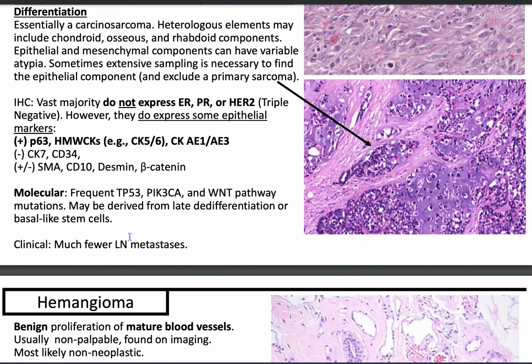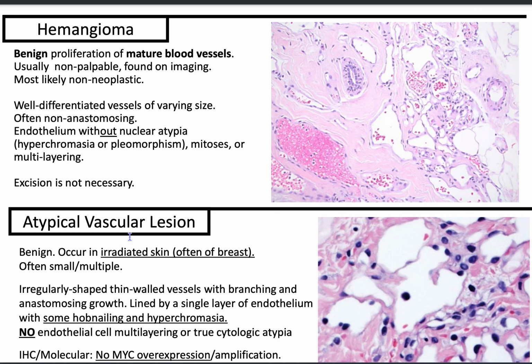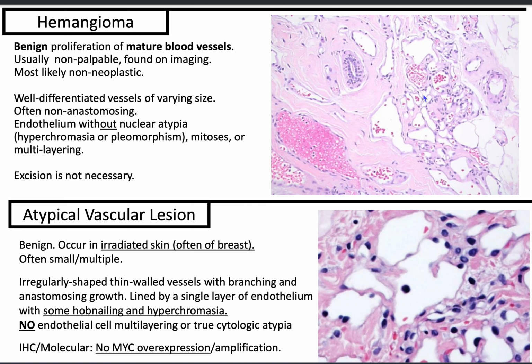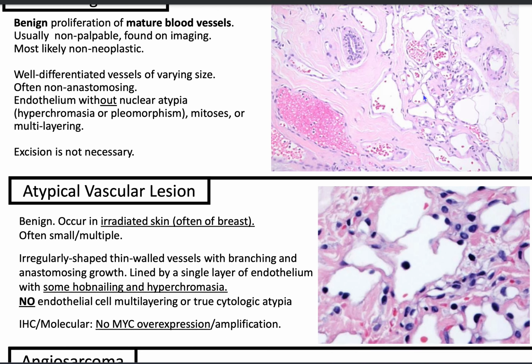Let's talk about vascular lesions, hemangiomas. These are benign proliferations of mature blood vessels. They'll often be well circumscribed, often found on imaging, not through clinical exam. And you can have vessels of varying sizes. They're often non-anastomosing. They should not have nuclear atypia. And you don't necessarily need excision.